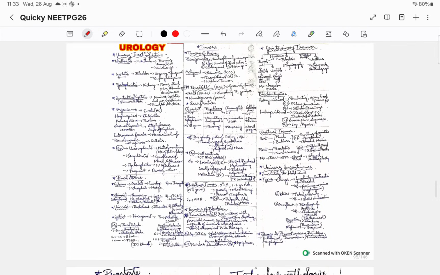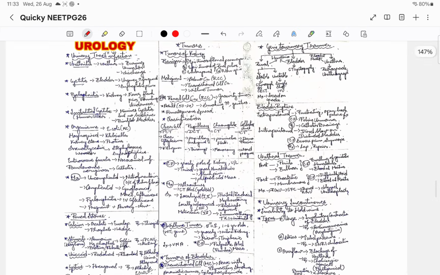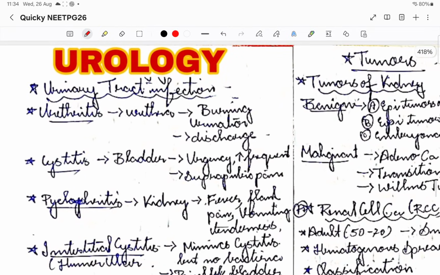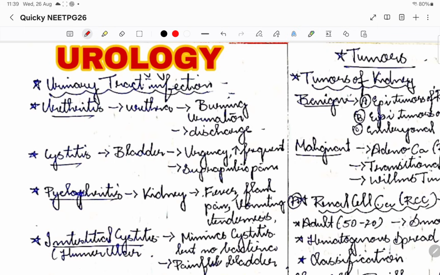Okay, so now we'll move on to the second part of this video, that is urology. Okay, so starting with urinary tract infections. At each different region, let us see how the infections might happen. So starting from the urethra, then the bladder, this is cystitis, then coming to pyelonephritis. Okay, so let us see what all happens.